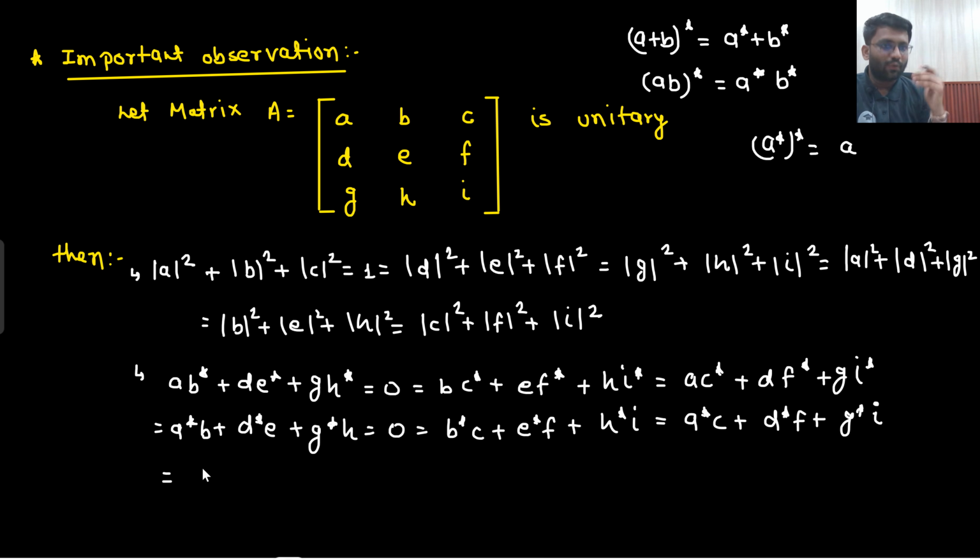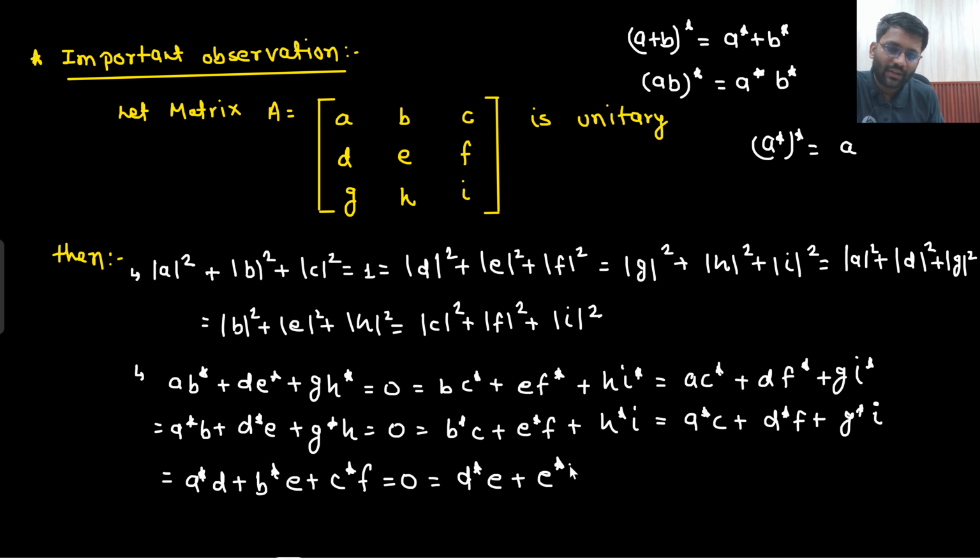You can do it row wise as well. What do you mean by row wise, sir? A conjugate D plus B conjugate E plus C conjugate F, that would be equal to 0. Similarly, D conjugate G plus E conjugate H plus F conjugate I, that would also be 0, and so on. You will be able to understand. A conjugate G plus B conjugate H plus C conjugate I, G conjugate A, H conjugate B, I conjugate C, right? So in that manner you can write down all these relations.